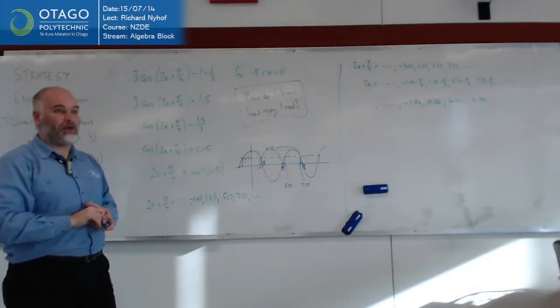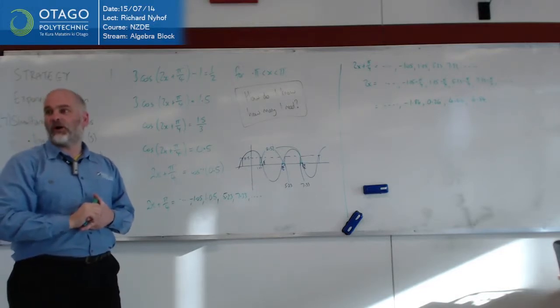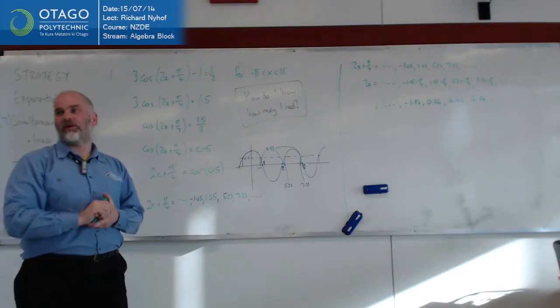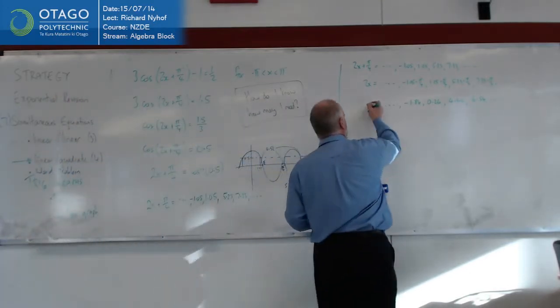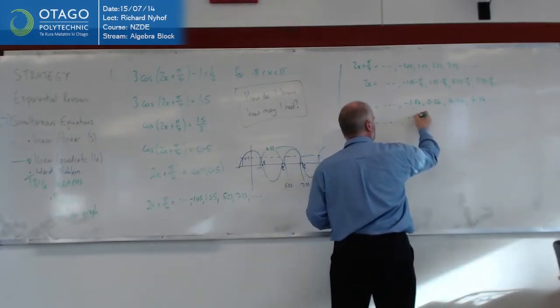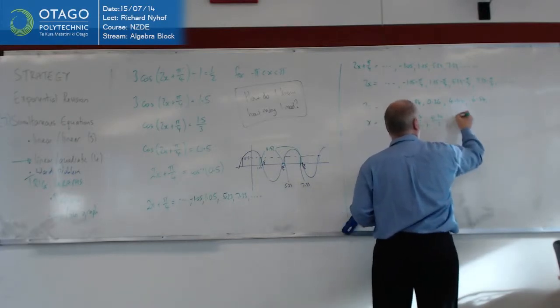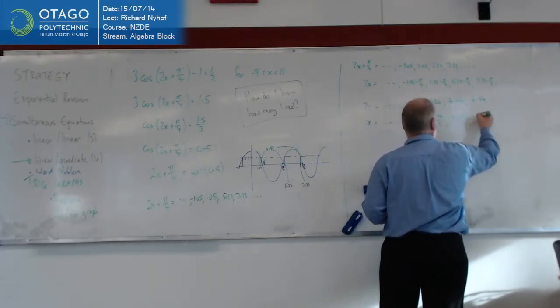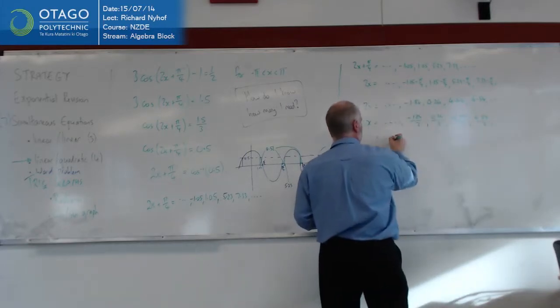Brilliant. Okay. So have we got x yet? Nope. What have we got? 2x. So how am I going to get x? Divide by 2. So that's still 2x. So x equals one of these answers, or this answer, divided by 2, or this answer, divided by 2, or this answer, divided by 2, or this answer, divided by 2. I just about do divided by 2s in my head.